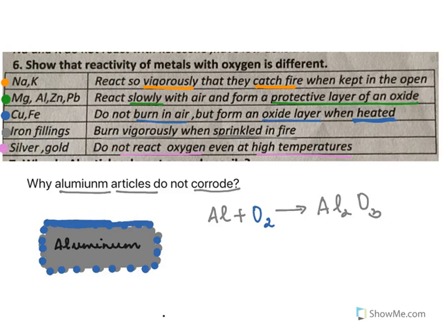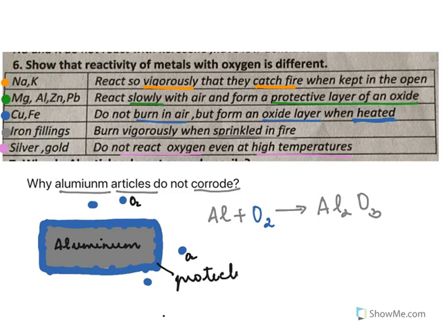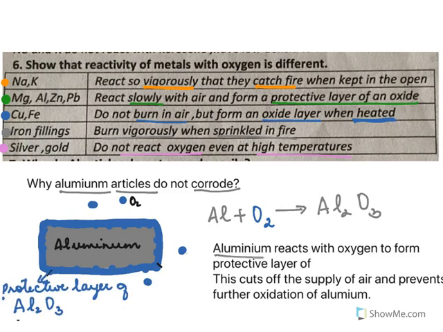And because of this protective layer of aluminium oxide, the inner aluminium cannot react with the oxygen outside. This inner aluminium is unable to react with the oxygen in the air because it has got this protective layer of aluminium oxide. And that's the reason why aluminium articles do not corrode. Aluminium reacts with oxygen to form a protective layer of aluminium oxide. This cuts off the supply of air and prevents further oxidation of aluminium.